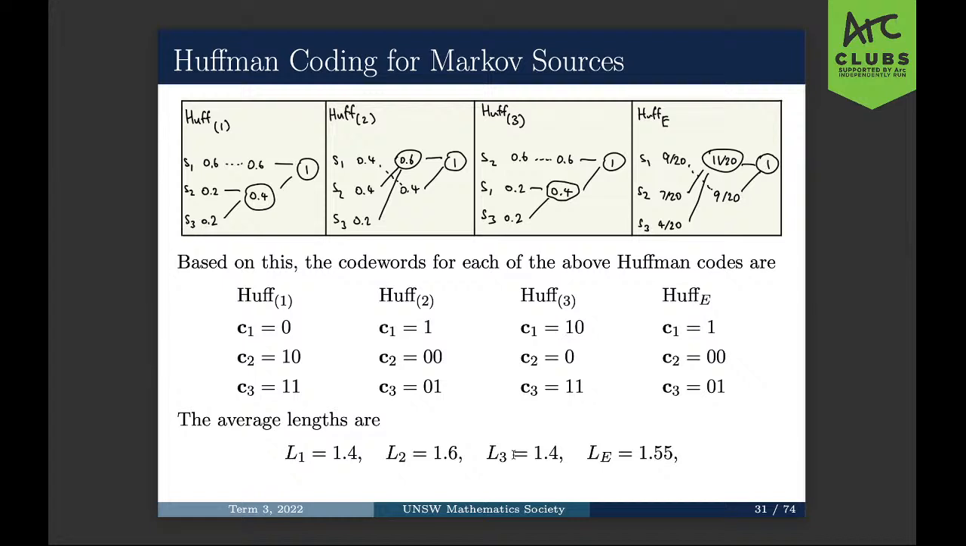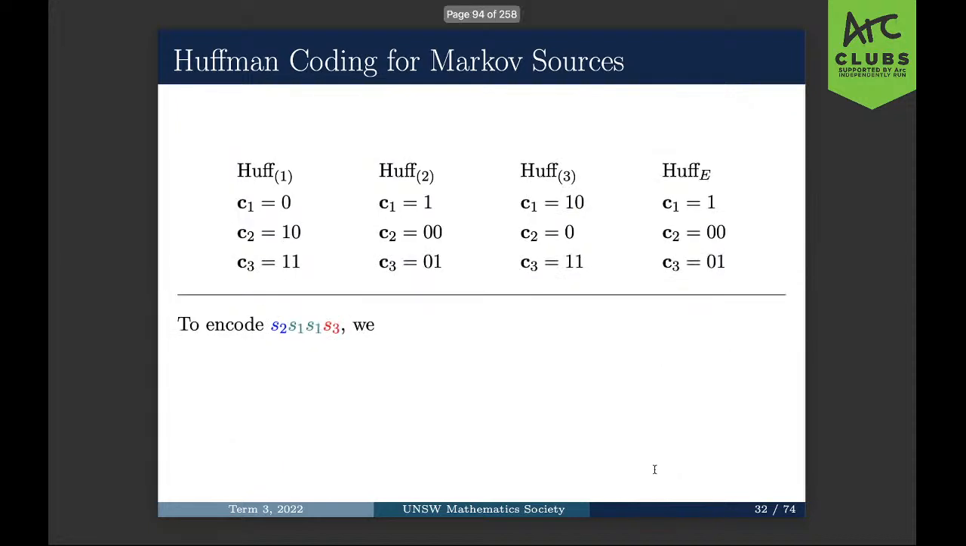So the average length for the Markov source is just the probabilities, P1 times L1 plus P2 times L2 plus P3 times L3, and that gives you 1.47. To encode S2, S1, S1, S3, you use Huff-E to encode S2. So you look at Huff-E, look at the coder for the second symbol, 0, 0. For the S1, since S2 came before, we use Huff2 to encode S1. We look at it and it's going to be 1 over here.